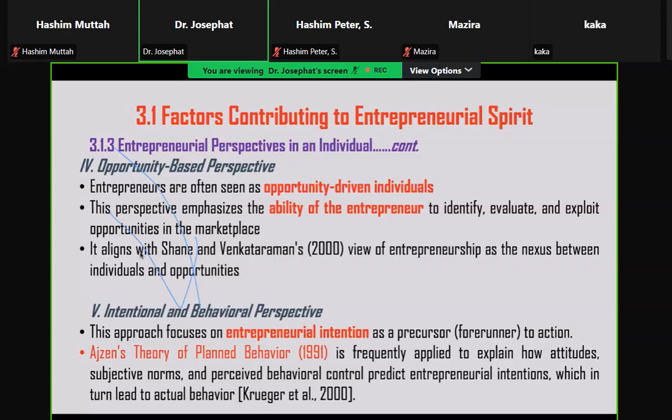We finished these factors. We have been discussing opportunity-based perspectives. That's where I popped up the question that entrepreneurs are often perceived as opportunity-driven individuals. This perspective emphasizes the ability of an entrepreneur to identify, evaluate, and exploit opportunities in the marketplace. It aligns with Shane and Venkataraman's 2000 view of entrepreneurship as a nexus between individuals and opportunities. So the fourth one is about intentional and behavioral perspectives. This approach focuses on entrepreneurial intentions as a precursor or forerunner to action.